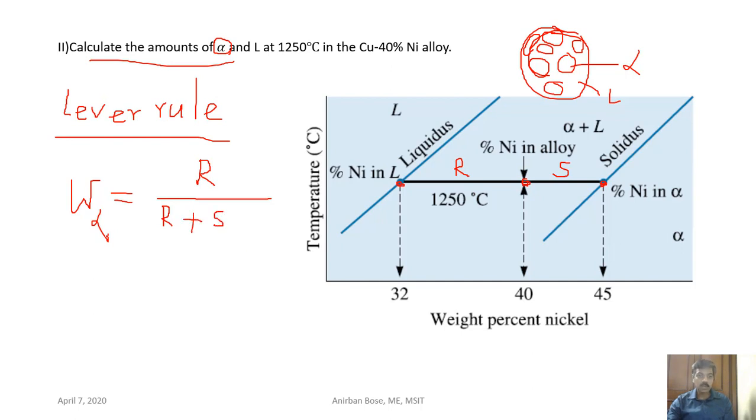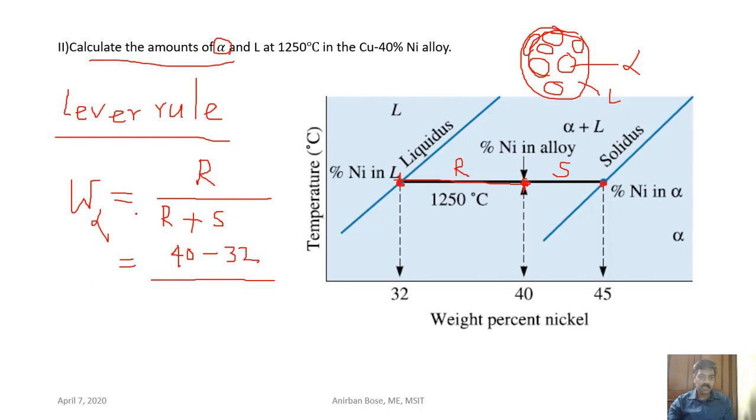So to find the alpha or the solid composition, what do we take? Solid is on the right side, so we take the opposite one, that means R in the numerator, and in the denominator it will be R plus S. So what is this R? R is basically this length. This composition minus this composition. This composition is 40, this composition is 32. So R is 40 minus 32.